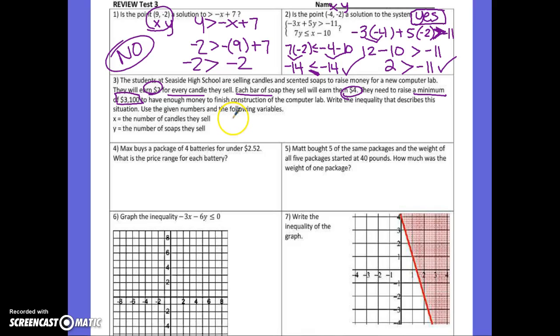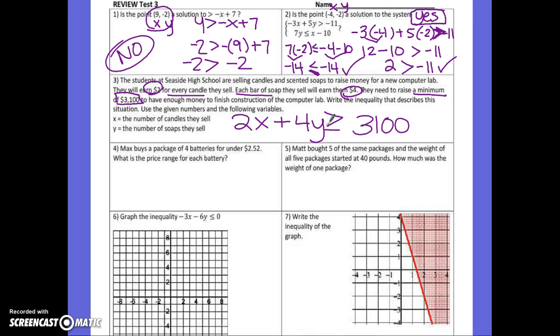So $2 for every candle. We called the candles X. Plus they're going to make money on the soaps, $4 for every soap they sell. So we call that Y. They need a minimum of 3,100. So they need 3,100, or they need more, because 3,100 is the smallest they want to go to get their computer lab. Minimum is the lowest. So you want bigger or equal.